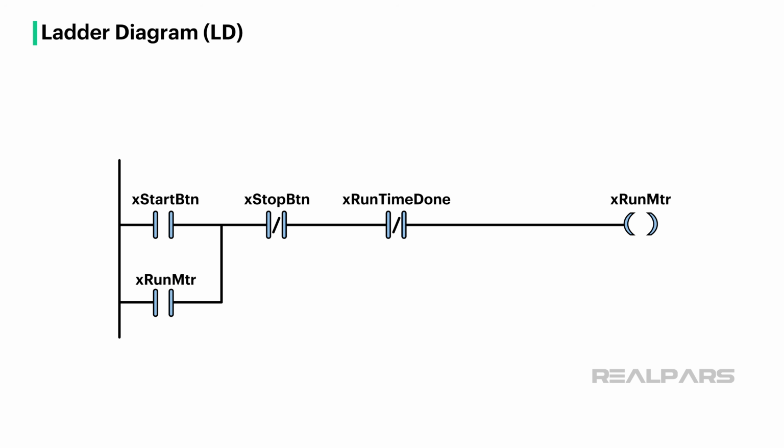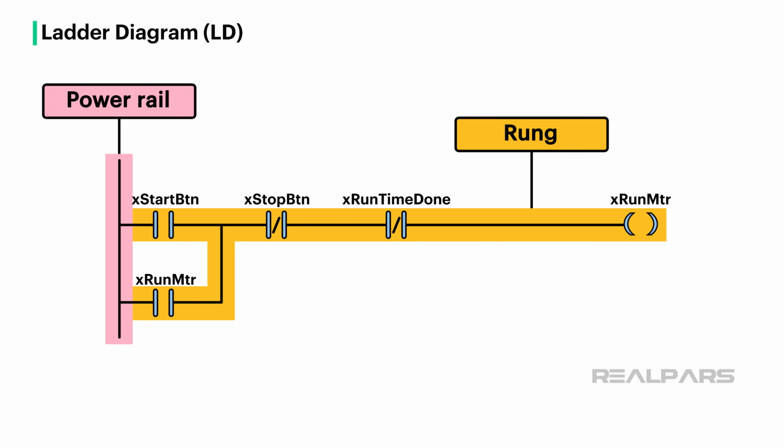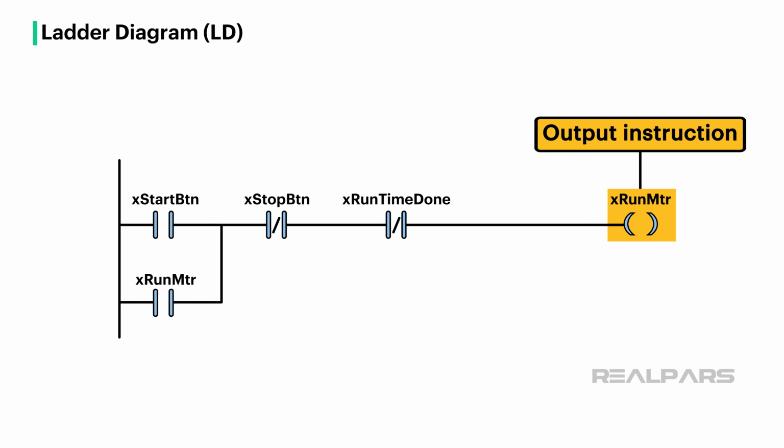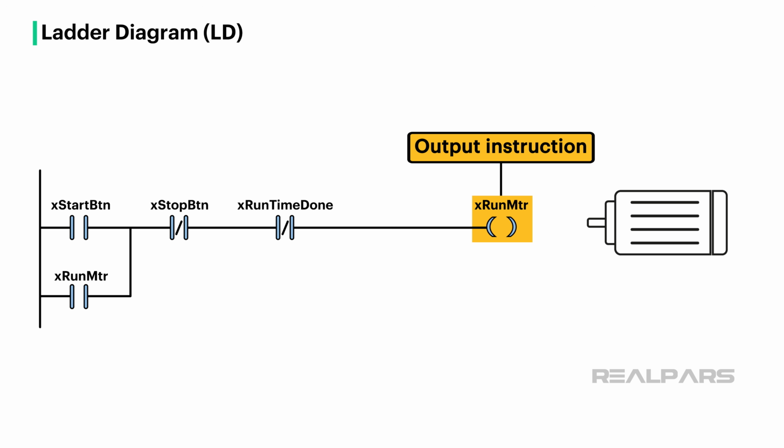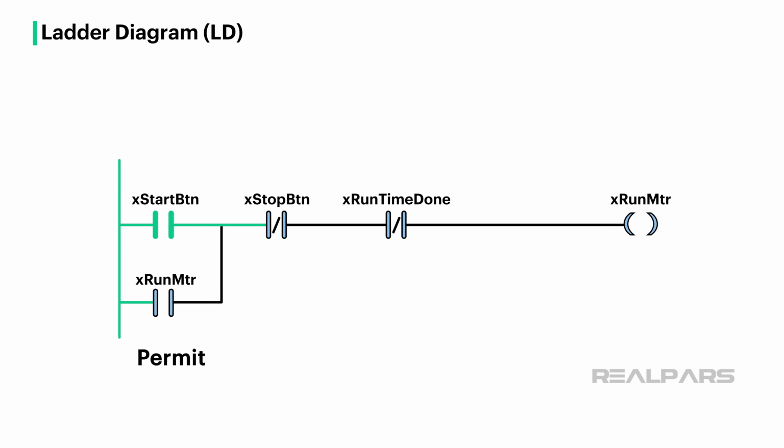In this snippet, you can see an example of ladder diagram logic. Each line of code is a rung, and each rung starts with a power rail. On the right of the rung are output instructions called coils that turn physical outputs on and off. On the left of the rung are input instructions that permit or block the logical flow from the power rail along the rung. When there is a complete path from the power rail to the coil, the output turns on.